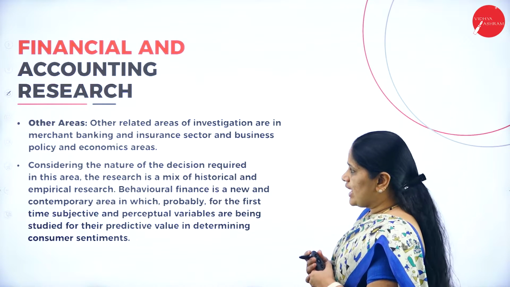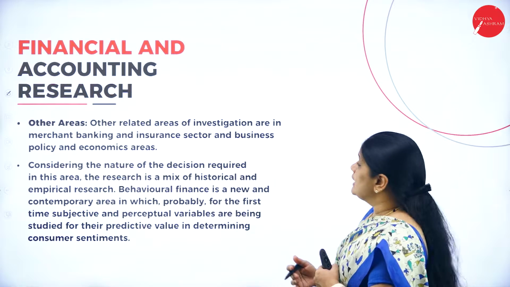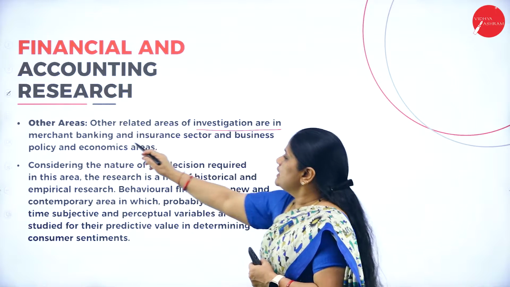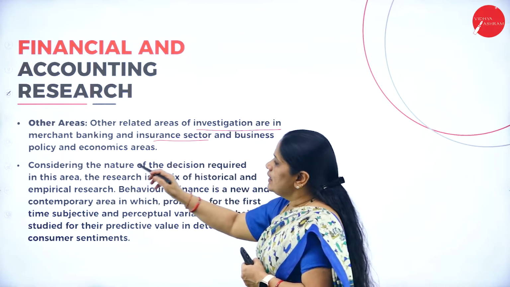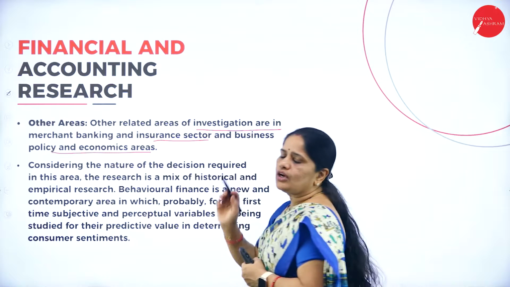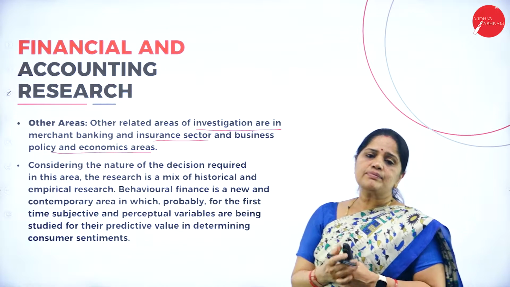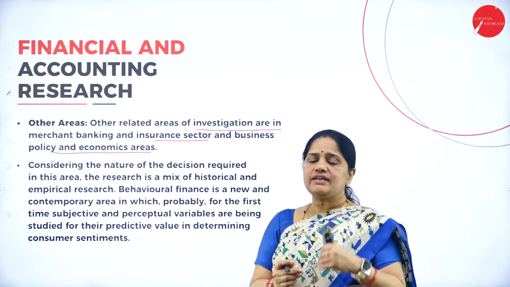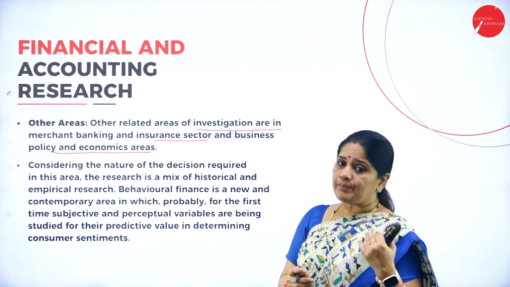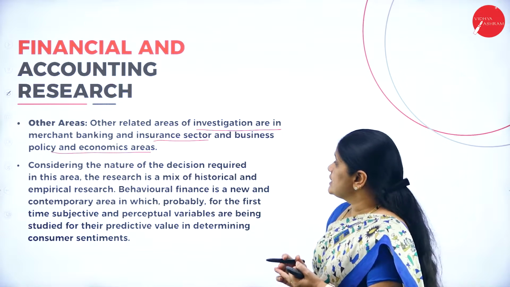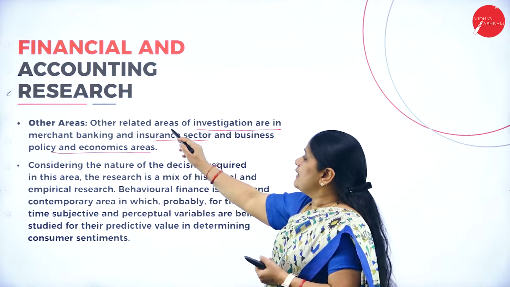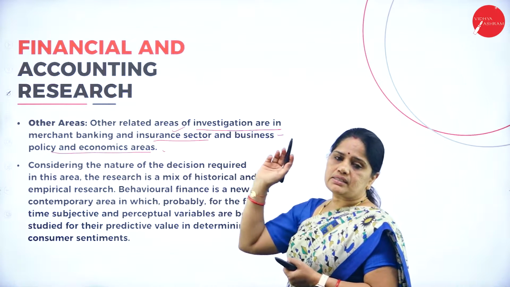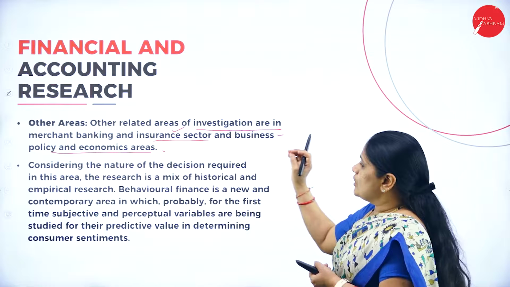Then next we have other areas. So what are the other areas of research? Other areas of investigation are in merchant banking, insurance sector, business policy and economic areas. Now what is this merchant banking? We all know that merchant bankers are appointed whenever there is an IPO or the initial public offer. So there is a lot of research relating to that. And then we have the insurance sector and the business policy and the economic areas. So research is going on based on these areas.